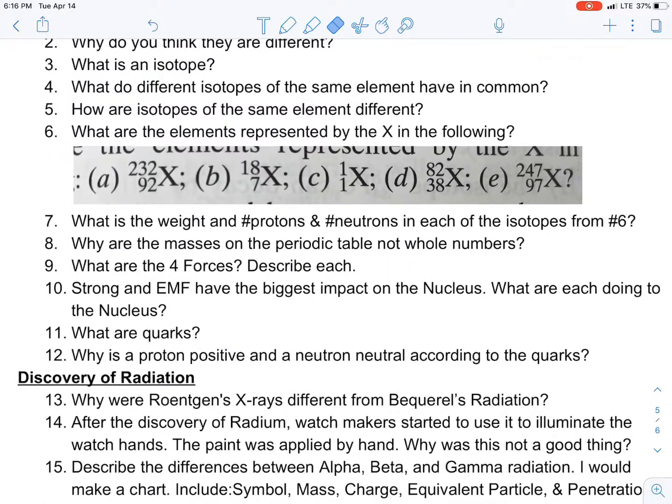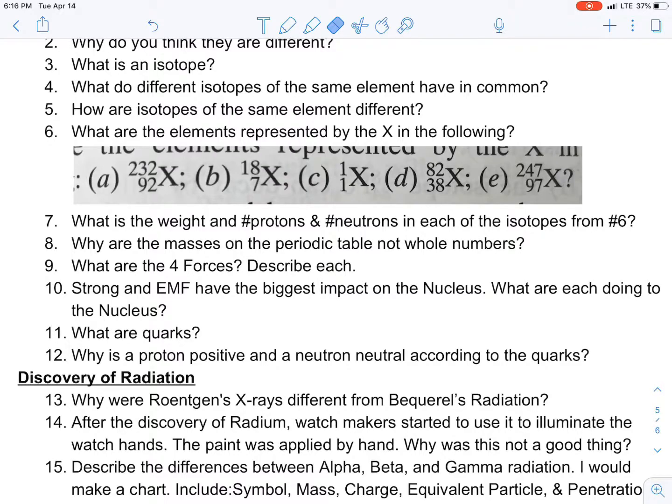Then it asks for the number of protons, neutrons, and the weight of those isotopes from problem 6. So you're going to go back in there and find out. You don't need to look anything up. Even if you miss the ones from 6, you'll still get those right. The weight's the top number, the protons are the bottom, subtract to get your neutrons.